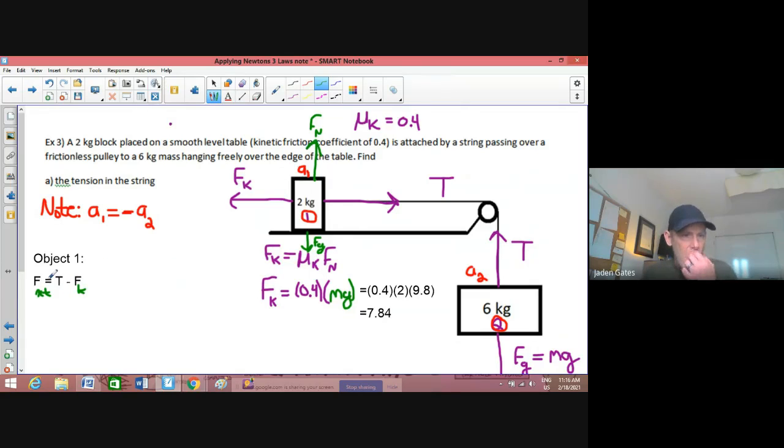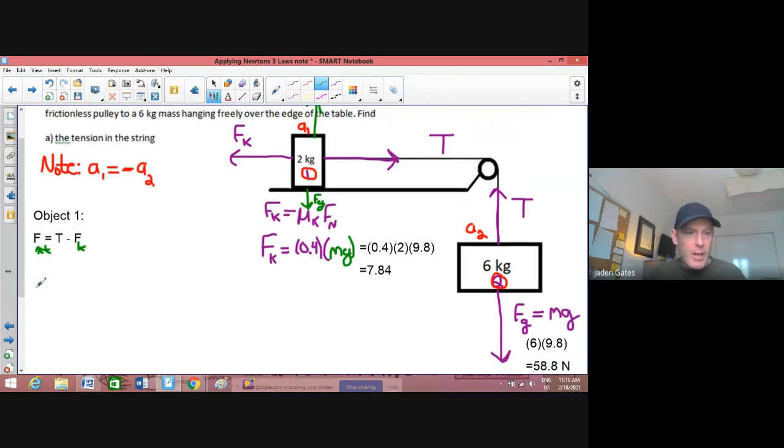Now, my net force on this particular object, again, using Newton's second law, is mass times acceleration, or in this case, the mass of object 1 times the acceleration of object 1 is equal to T minus my FK. All right, so let's see here. Now, my mass is 2. The acceleration, I don't know that. Just filling out what I do know. T, that's what we're trying to find out here, is the tension in the string. FK, I figured that out, is 7.84.